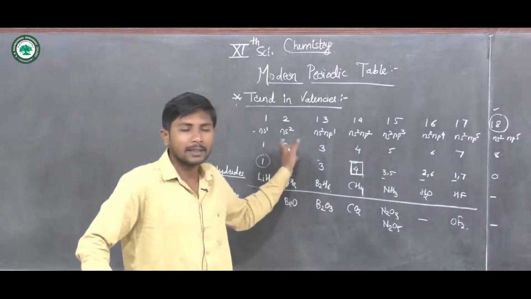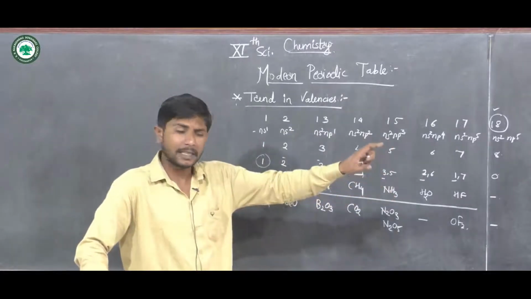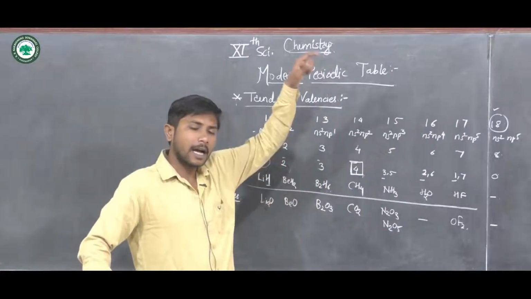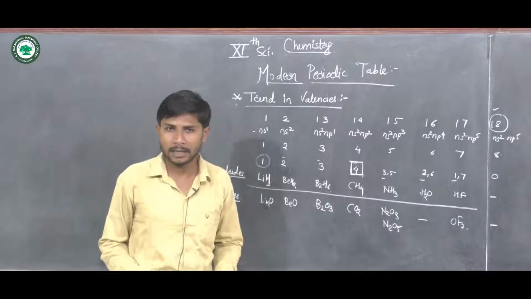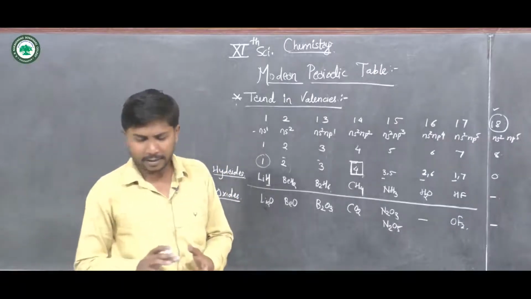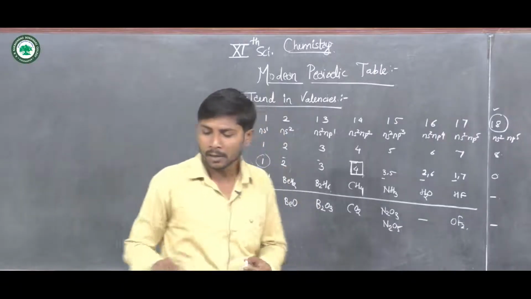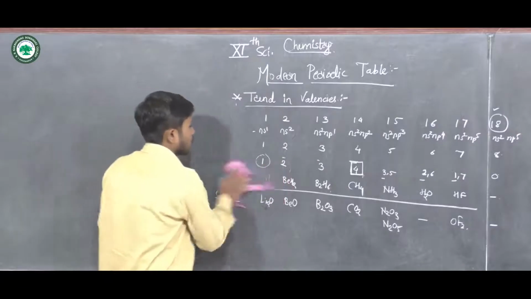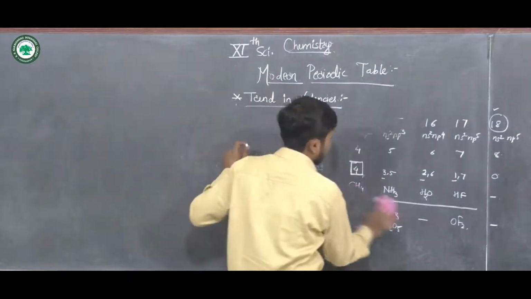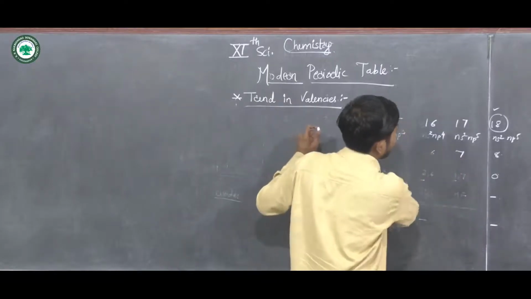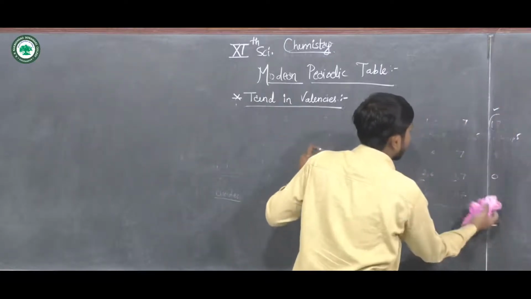This trend can be seen in the modern periodic table, as the valency shows a gradual decrease and increase across the period, and while going down the group the valency remains the same. Now the next trend of the modern periodic table, which is somewhat important, is the metallic and non-metallic character. What are metallic character and non-metallic character?